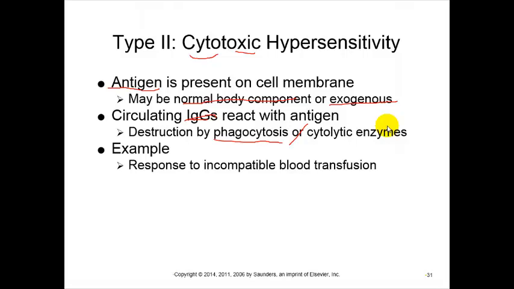Now, the best example of this is an incompatible blood transfusion. The antigen was on the surface of the cell. So you gave type B blood to somebody who had type A. So they formed antibody to it. IgG goes out there and it binds and kills the type B blood.